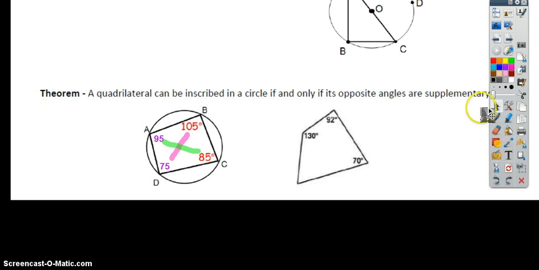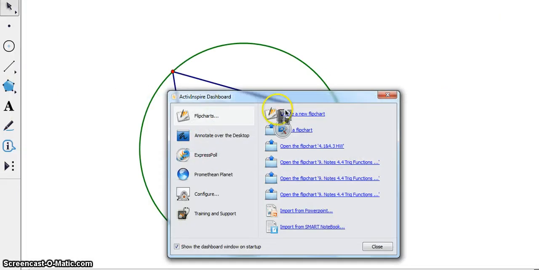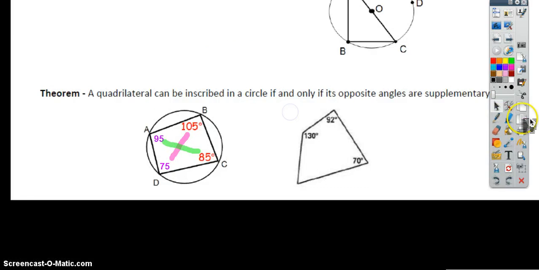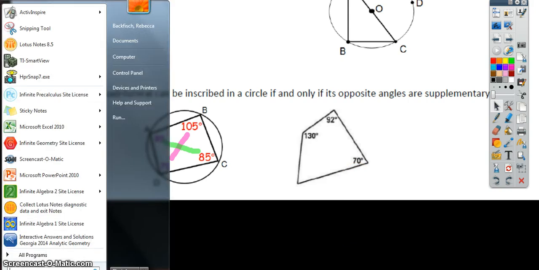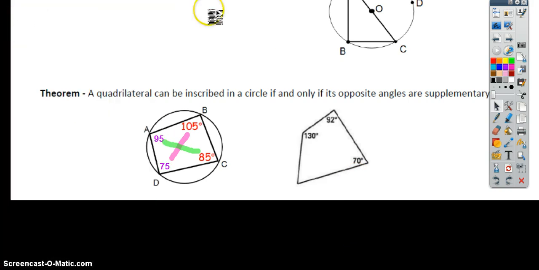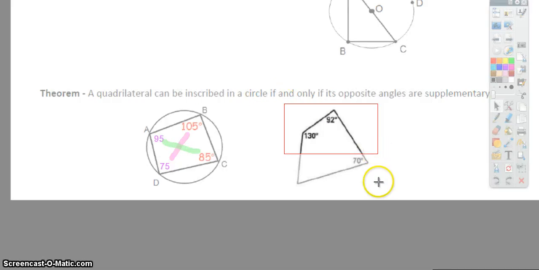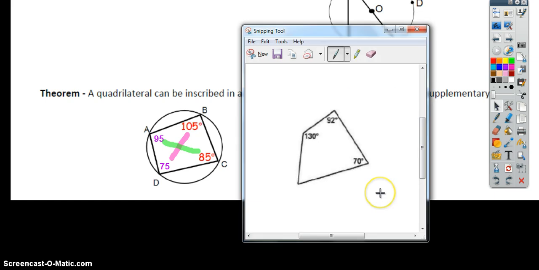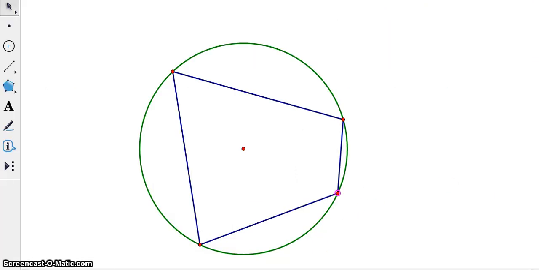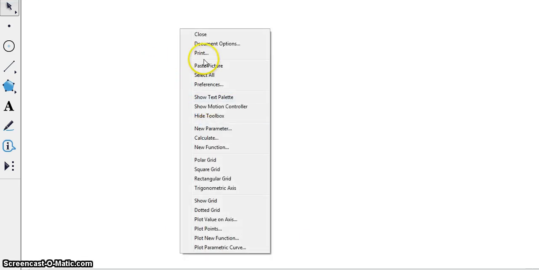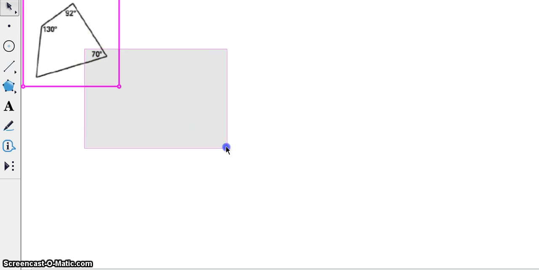That's cool. All right. I'm trying to see how to do this, and I don't know if it's going to work. Basically what I want to do is take this picture right here, this little figure, this quadrilateral, and see if I can take it into Geometer Sketchpad. Paste picture. I can! Yay!